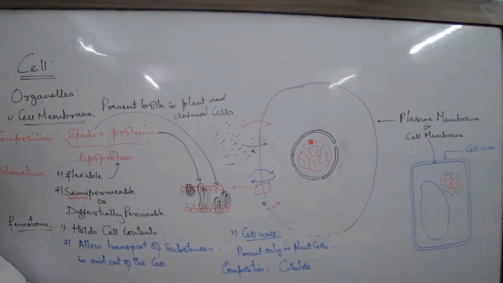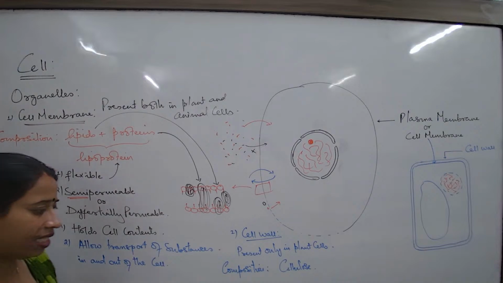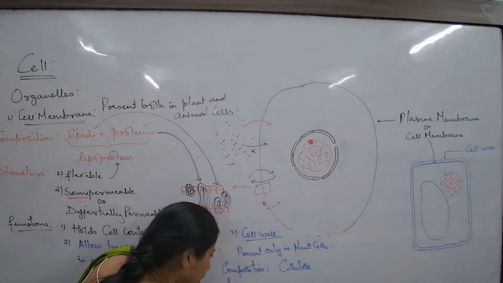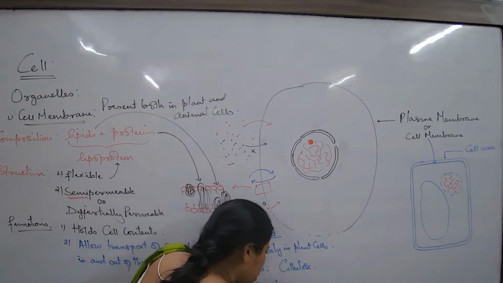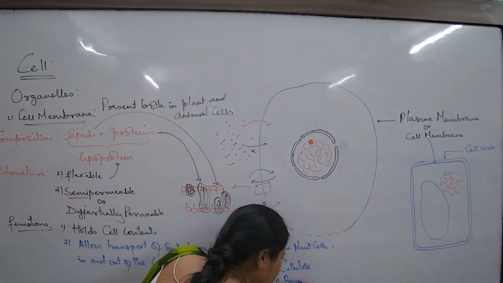Yes, plant cells have the cell wall. And what is the composition of the cell wall? Don't draw the plant cell now, I will ask you to draw it separately. I said the cell wall is present only in plant cells, and its composition is cellulose. So that is one difference. Second, what are some of the functions of the cell wall? Number one, it provides rigidity.